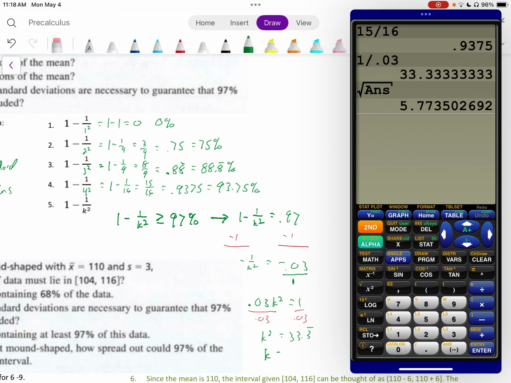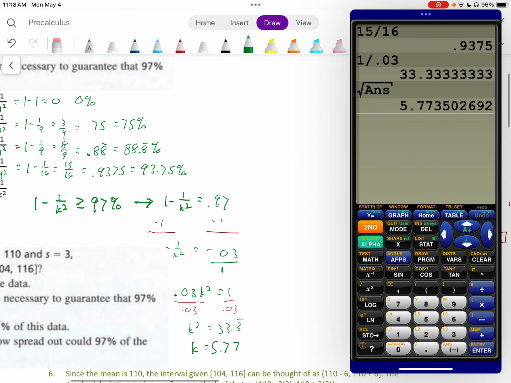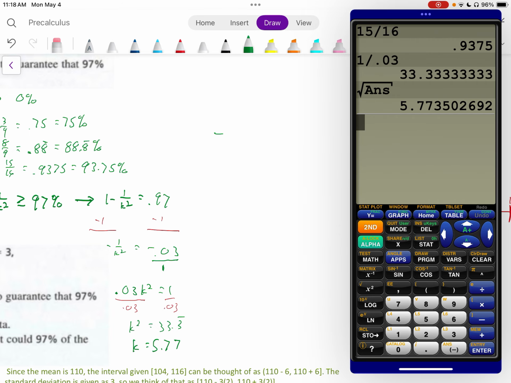Take the square root of that to solve for k. And we get k equals 5.77. So how many full standard deviations are necessary to guarantee 97% of the data is included? So this, you've got to be careful of how you answer this. Full standard deviations, here's your mean. Let's say this is the mean. This is saying 5.77 standard deviations away within that much.